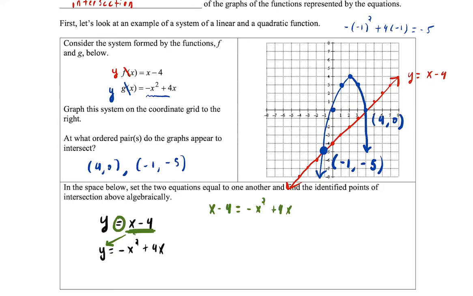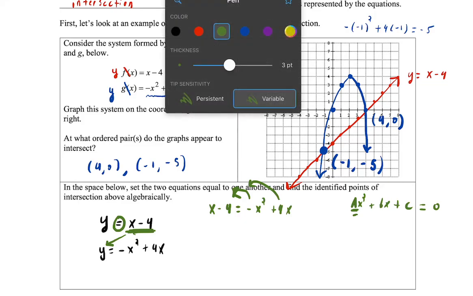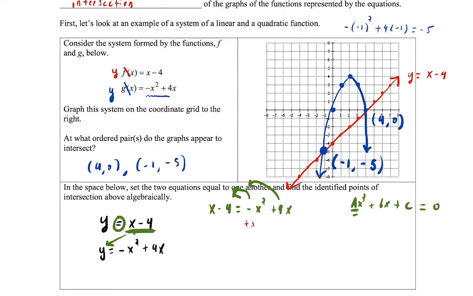Your goal is to get everything in the form ax squared plus bx plus c all equal to 0. And I want this a to be positive to make it easy to factor. So I'm actually going to bring everything over to the other side. We're going to add x squared to both sides, and we're going to subtract 4x from both sides.